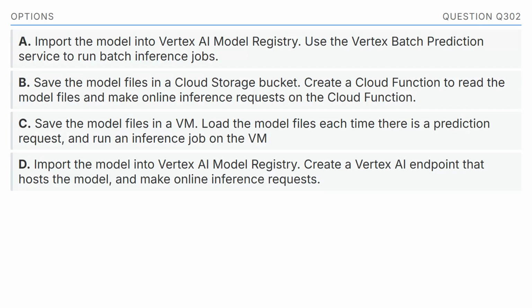The options are: Option A, import the model into Vertex AI model registry. Use the Vertex batch prediction service to run batch inference jobs. Option B, save the model files in a cloud storage bucket. Create a cloud function to read the model files and make online inference requests on the cloud function. Option C, save the model files in a VM. Load the model files each time there is a prediction request, and run an inference job on the VM. Option D, import the model into Vertex AI model registry. Create a Vertex AI endpoint that hosts the model, and make online inference requests.